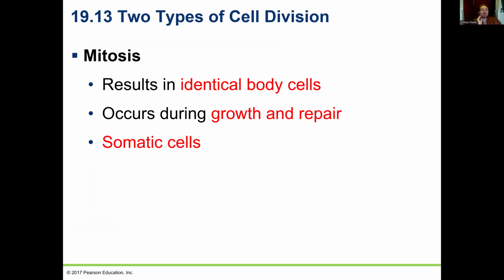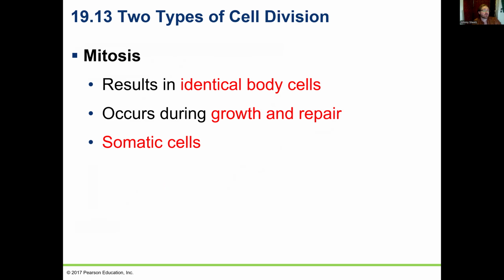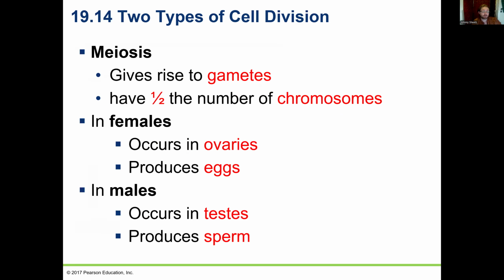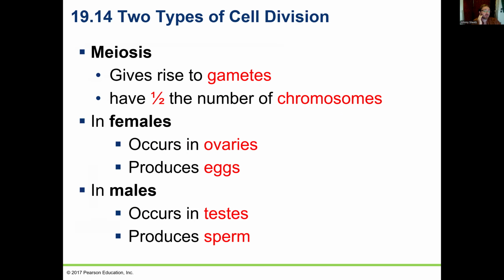This is a type of cellular division that's done in every form of life, while sexual cellular division, the type meiosis, only occurs in multicellular organisms. Right. And now within meiosis, we give rise to gametes, which have 50% of the amount of chromosomes that you would want. In a female, this occurs in the ovaries, producing eggs. In males, it occurs in the testes and produces sperm.